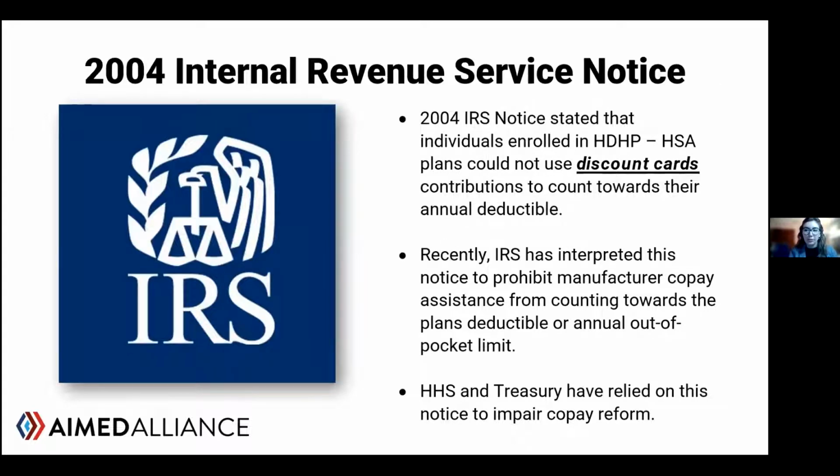Now turning to another issue, not related to the non-EHB scheme, but another issue that we're seeing with copay assistance and copay accumulator reform as it relates to high deductible health plans and health savings accounts. In 2004, the IRS issued a notice that said beneficiaries with a high deductible health plan and health savings account could not use the amounts from discount cards to meet their cost sharing requirements and annual deductible. Fast forward 15 years, in 2020, HHS has now said that this 2004 notice from the IRS also applies to copay assistance. Therefore, patients with a high deductible health plan and an HSA cannot use their copay assistance to meet their minimum deductibles. Essentially, this is creating a copay accumulator program. Next slide, please.